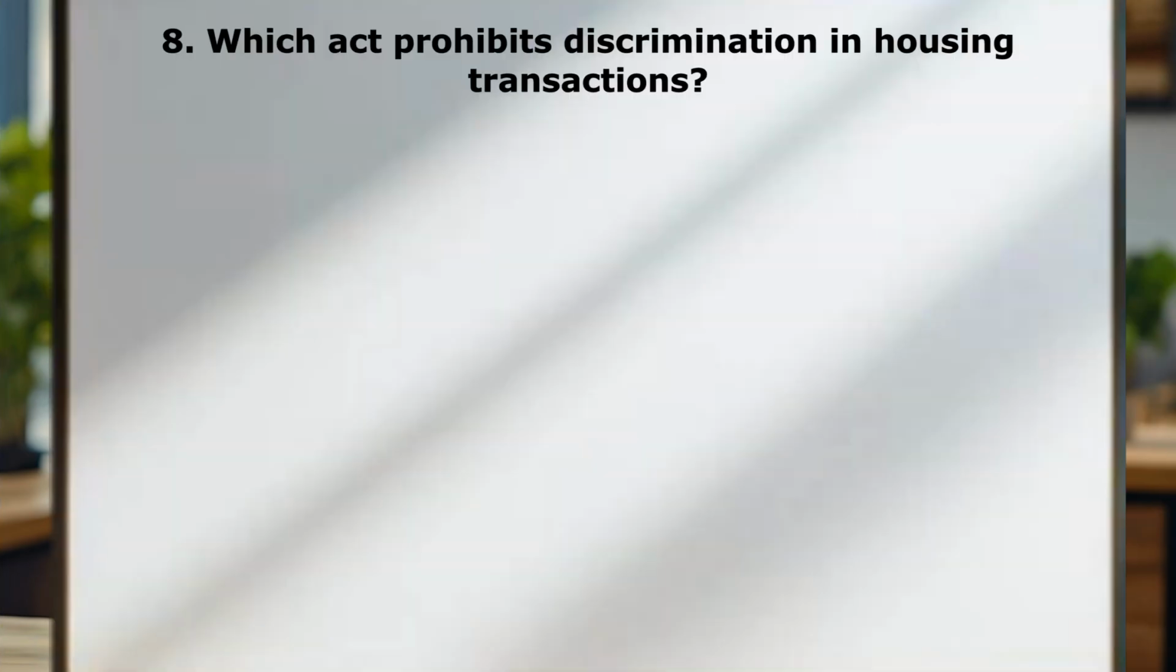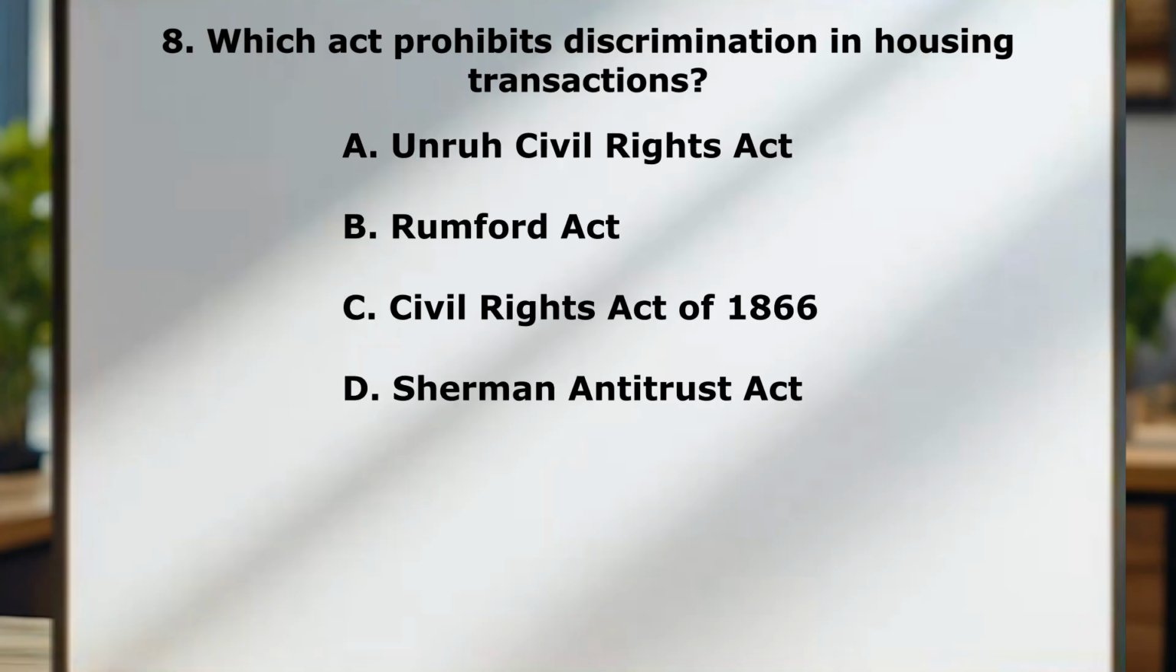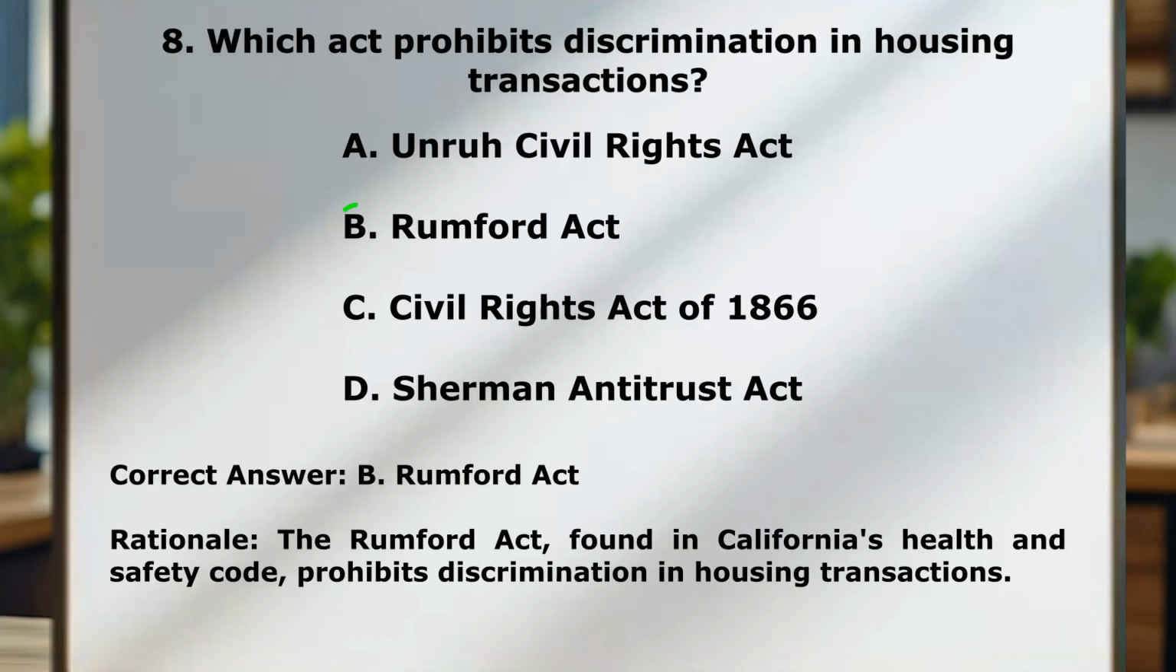Question number 8, which act prohibits discrimination in housing transactions? A, the UNRRA Civil Rights Act, B, the Rumford Act, C, the Civil Rights Act of 1866, D, the Sherman Antitrust Act. Correct answer is B, the Rumford Act. The Rumford Act, found in California's Health and Safety Code, prohibits discrimination in housing transactions.